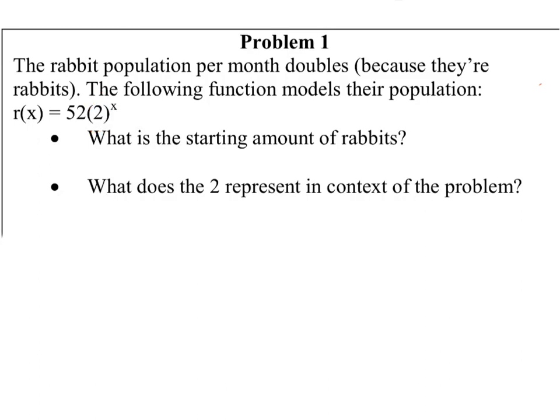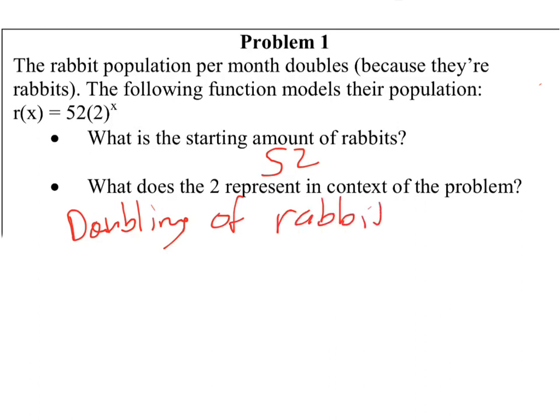Okay, so first question about this one: what is the starting amount of rabbits? Well, that's the number right there. It's going to be 52. What does the 2 represent in the context of this problem? We have to read the problem before, but that represents the doubling of the rabbits each hour. Not each hour. Was that each week? Oh, each month. Each month. I'll probably just pause as I write down things like that in the future.